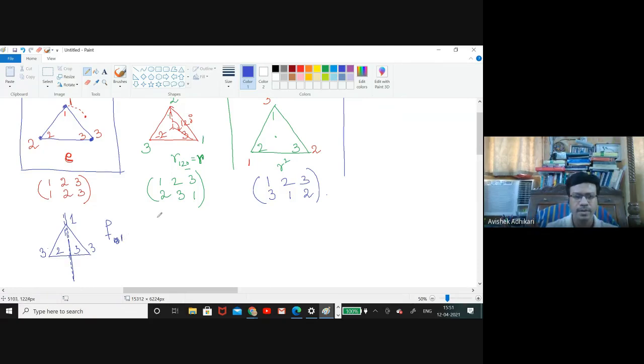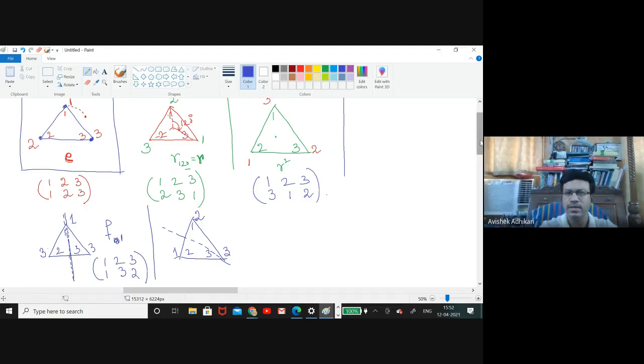Okay. So how to write it in terms of this? 1, 2, 3. Once 1 remains fixed, 2 goes to 3, and 3 goes to 2, right? Now I can have another, for example, like this, and then access through this. So here initially 1, 2, 3 was there, and now after rotating this, after flipping it, it becomes 3 will here, and 1 will come here, 2 will come here.